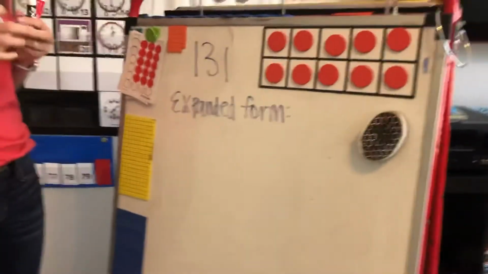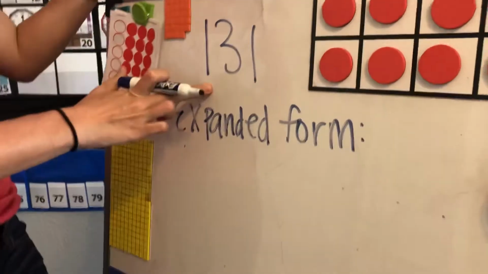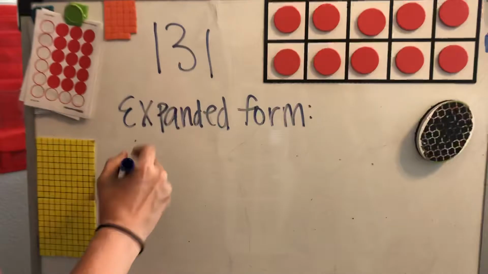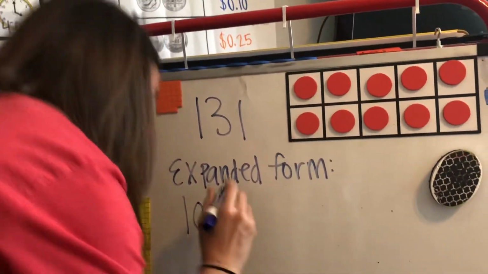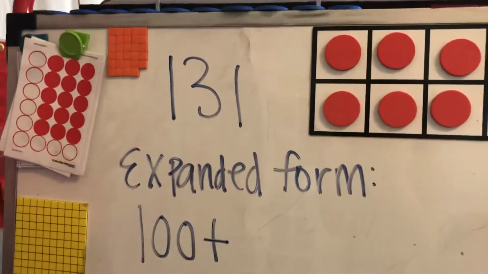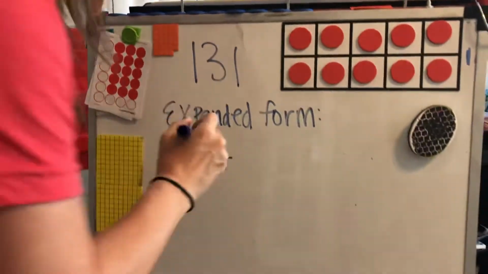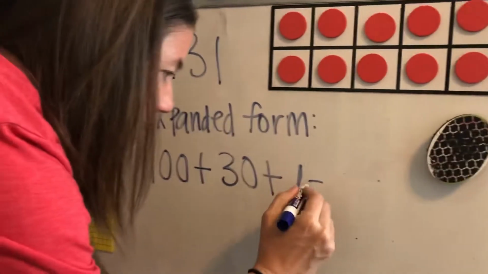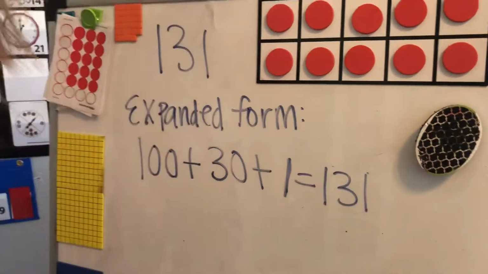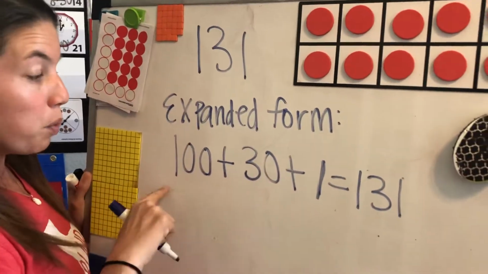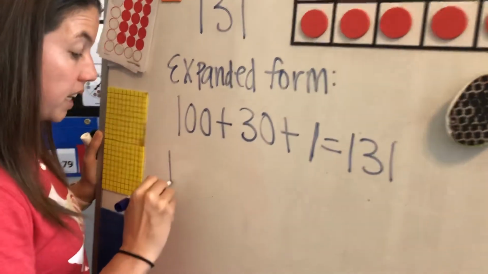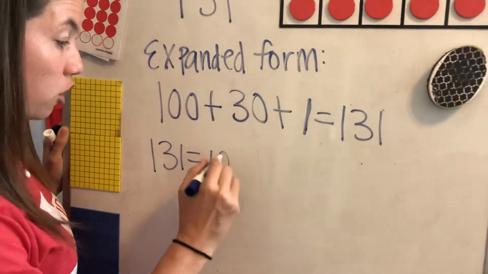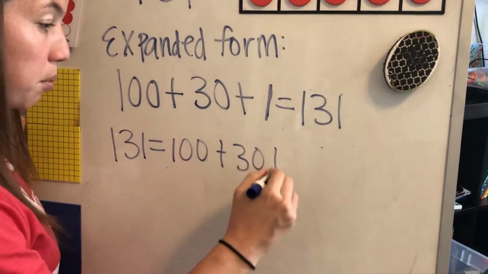Let's write 131 in expanded form. What does this 1 represent? That's right, 100. And then the tens represents how many? That's right, 30. So 100 plus 30 plus how many ones? 1 equals 131. All right, boys and girls, and just to remind you, remember, we can write our equation like this, or we could even say 131 equals 100 plus 30 plus 1.